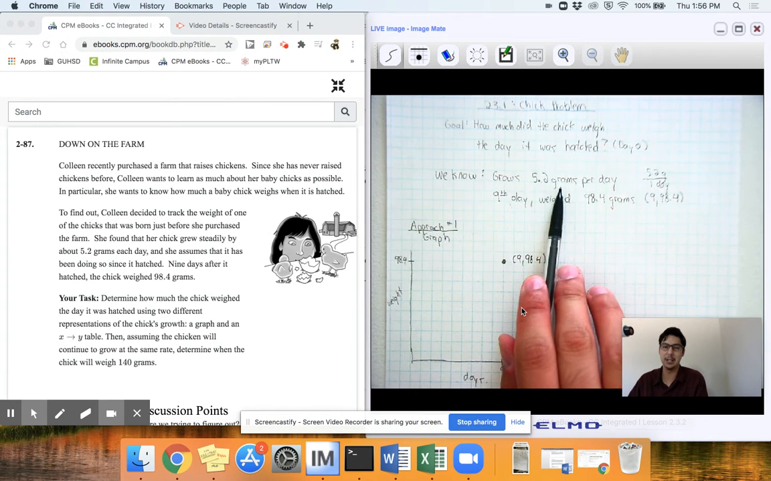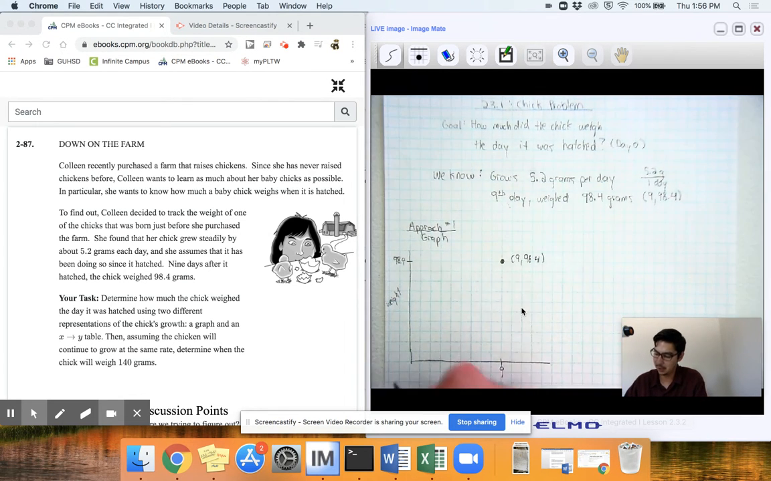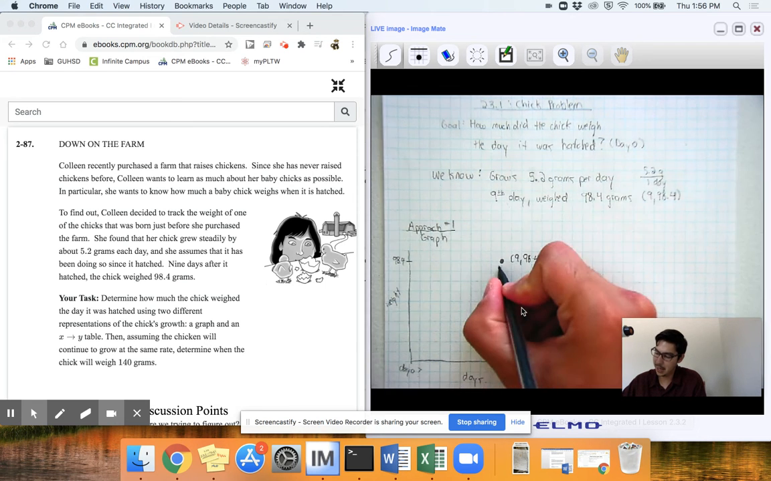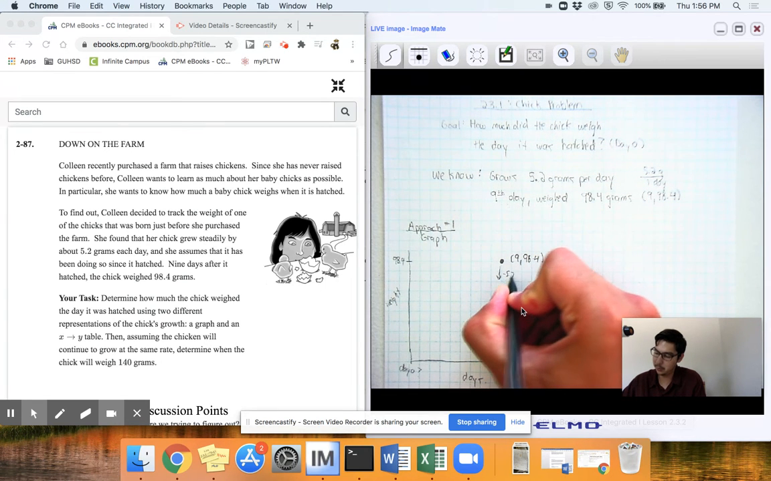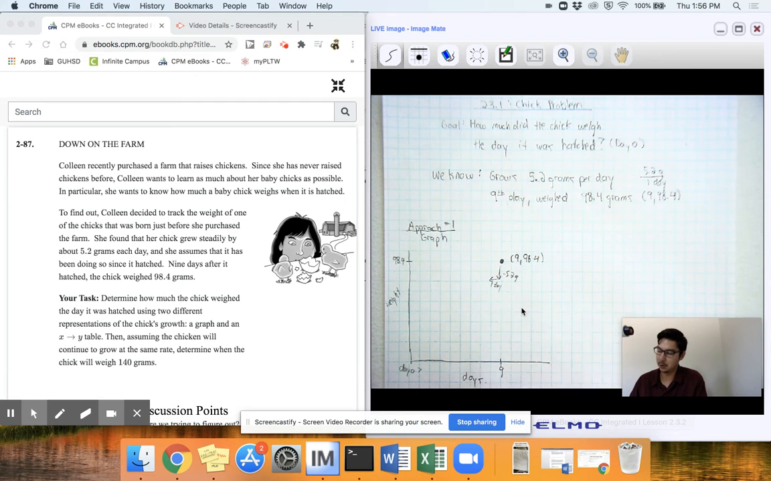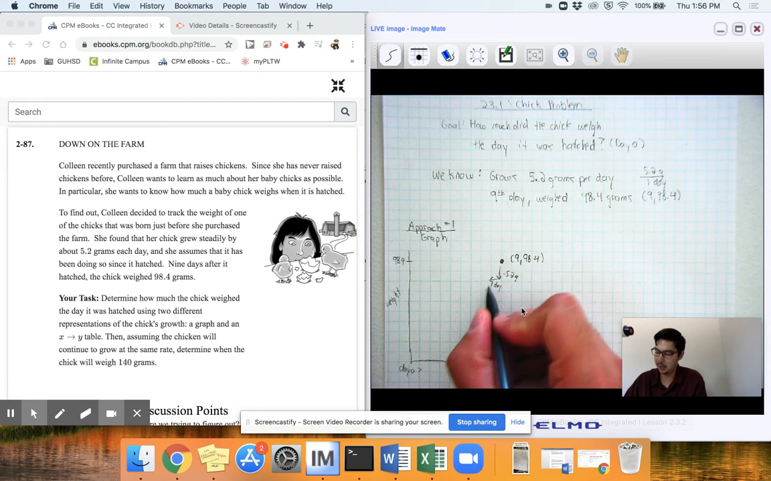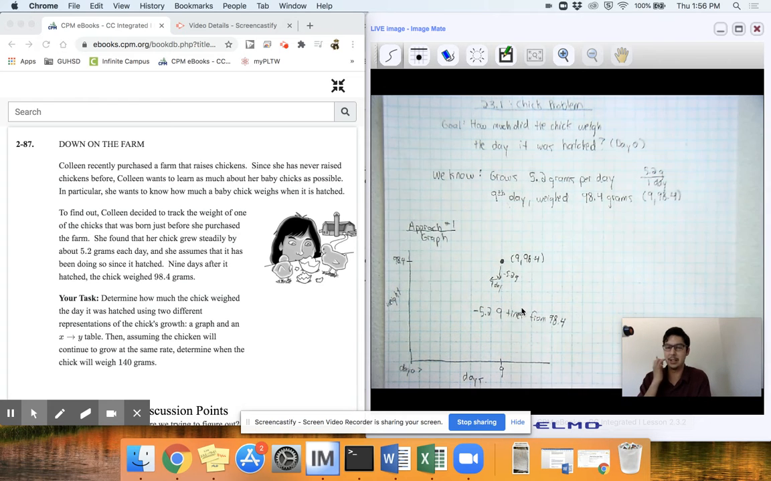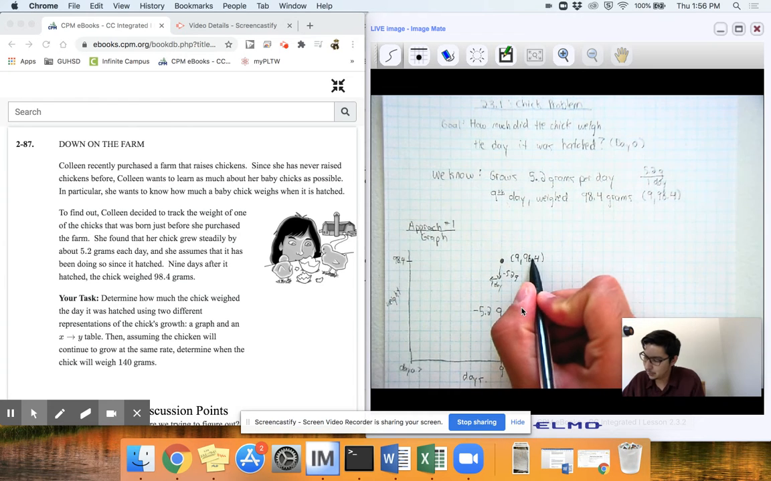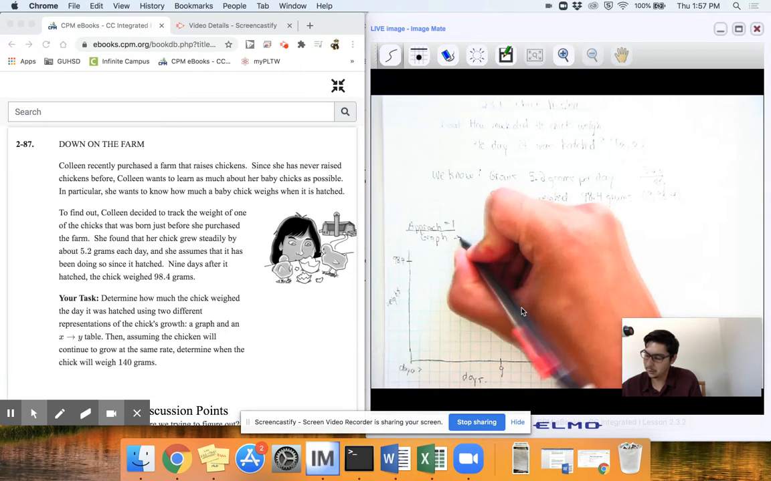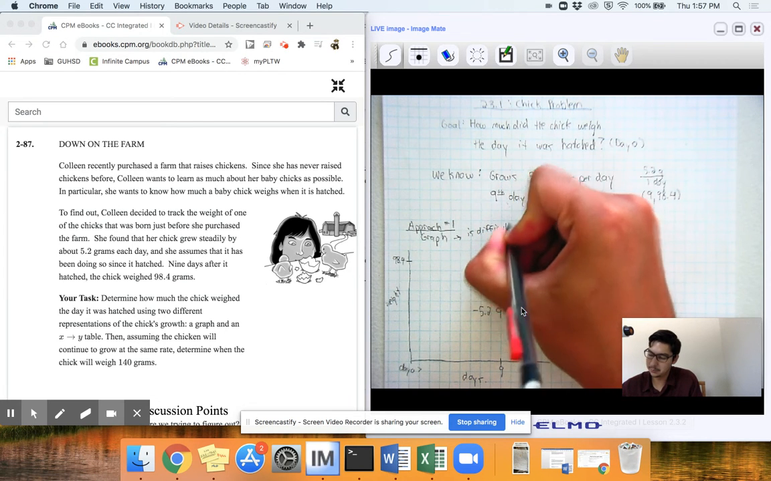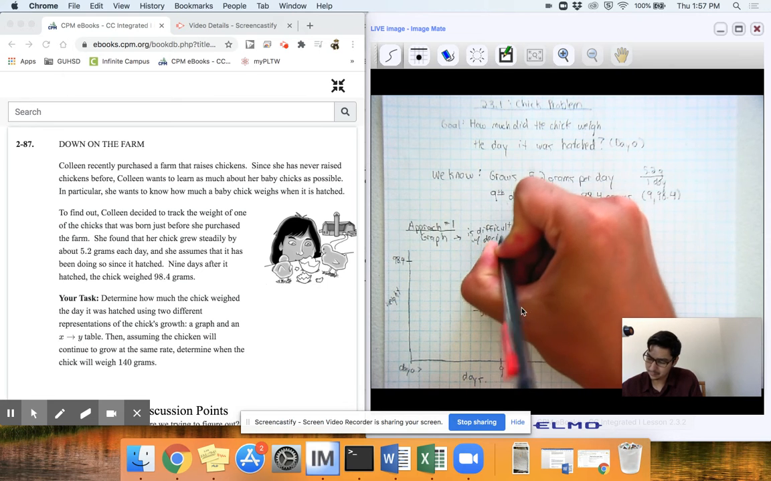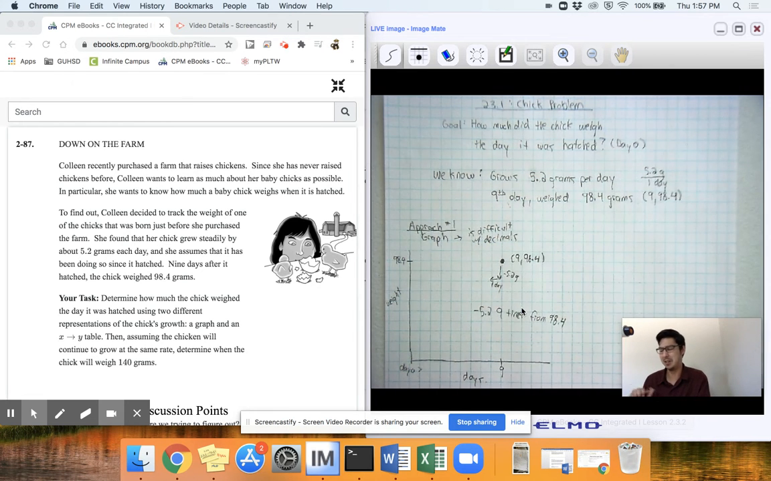And then you knew it grew 5.2 grams a day. So if you wanted to find out how much the chick weighed the day it was hatched, on day 0, you would go back 5.2 grams every day. How many days? You'd subtract 5.2 nine times from that 98.4, and you'd get the answer. But the problem with the graph is, see how we have decimals? A graph is difficult with decimals. Though you could have gotten it this way, and I think some of you did, it's not necessarily the easiest.